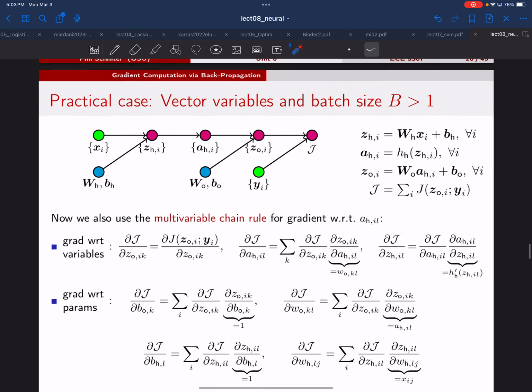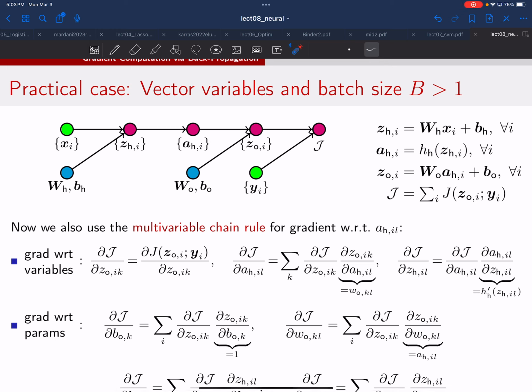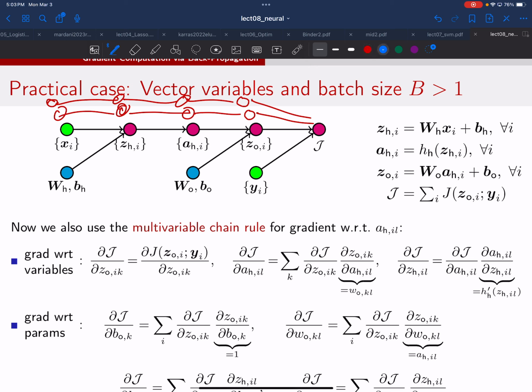We have these different paths, like before. But what we have in each case is a vector of parameters. So let's think about, okay, the first step doesn't really change.